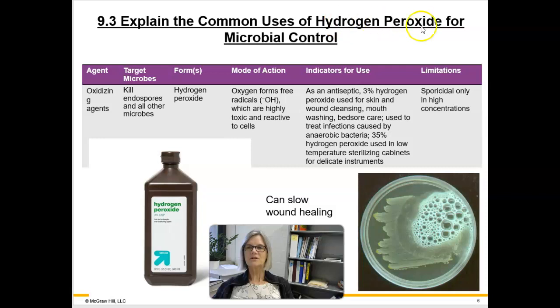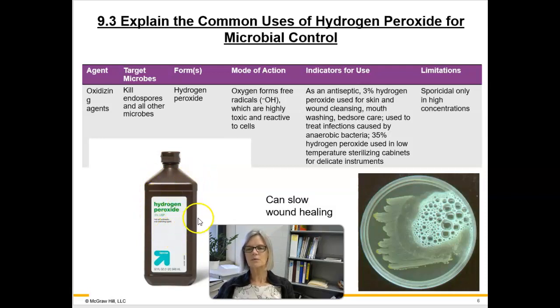Explain the common uses of hydrogen peroxide for microbial control. Now, this is one of those compounds we have at home, and we use it for an antiseptic. And it says hydrogen peroxide can kill endospores, which means it can sterilize, but it's not typically used that way. Typically, if you could see this a little bit larger, hydrogen peroxide is used as a 3% solution, and that's enough to use as an antiseptic, not typically enough to use to sterilize. So I would consider this, at this concentration, a low-level germicide.